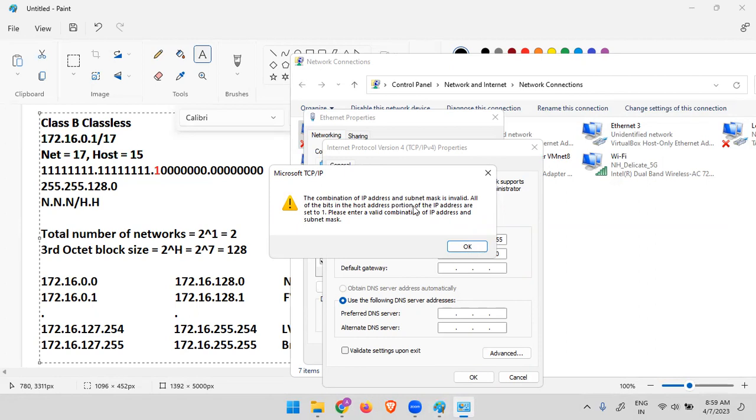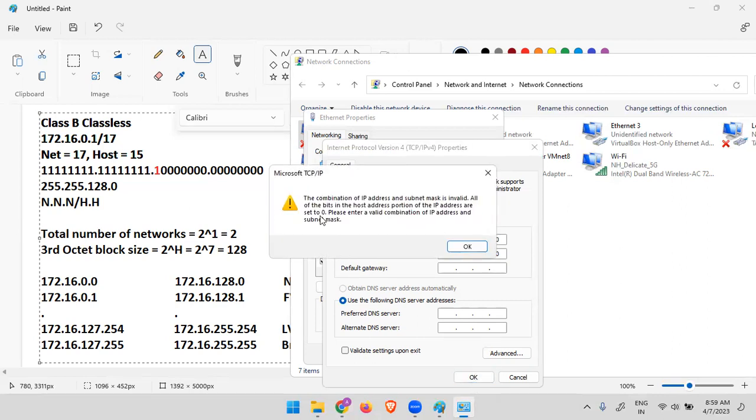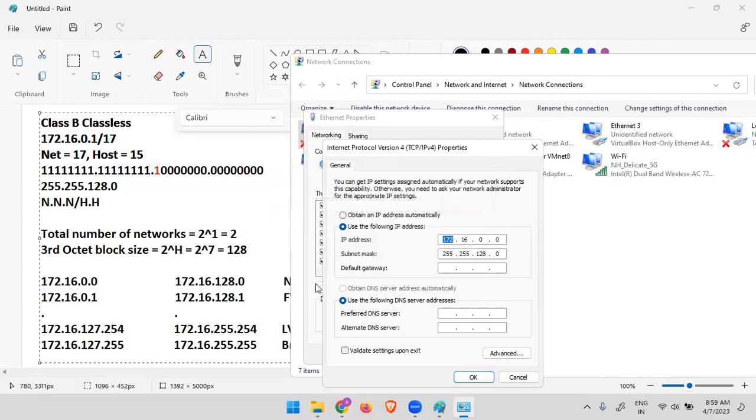The combination of IP address and subnet mask is invalid because all of the bits in the host address portion of the IP address are set to 1. So when the host part is maximum, that is what? Broadcast address. And 0 is your network ID. If I use 0.0 here, it will say all host bits are 0. That means that is the network ID. A similar thing you can test with this 128.0 also.